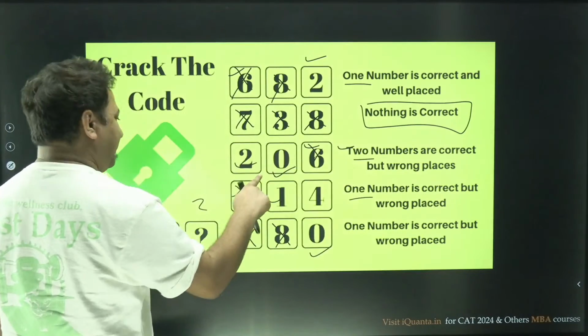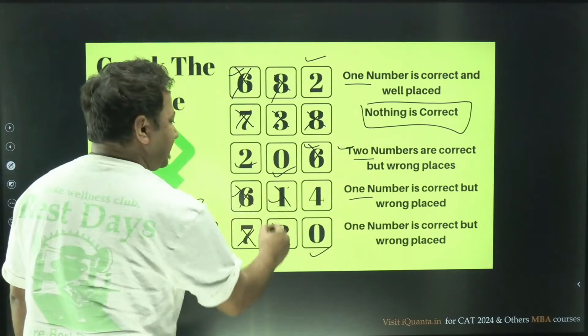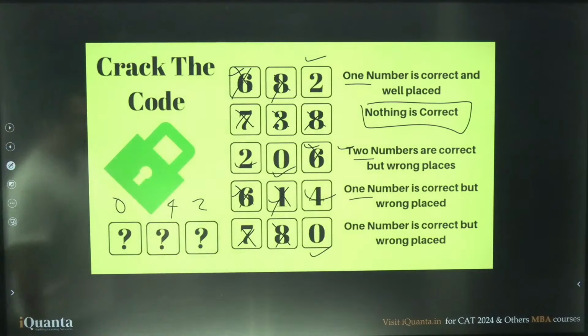It is correct and wrong place also. Correct and wrong place. That means 4 is correct. It should be coming over here. So the correct answer is 0, 4, 2.